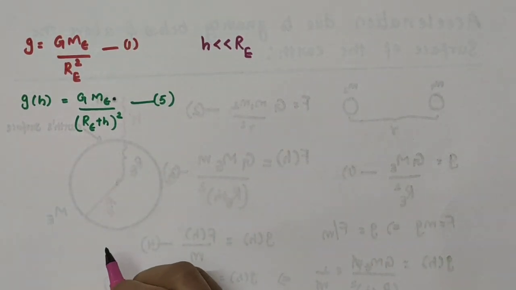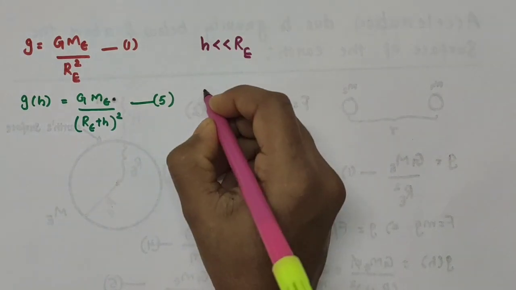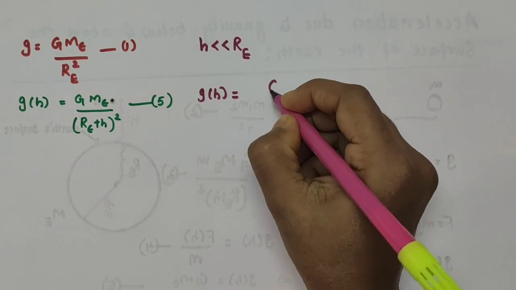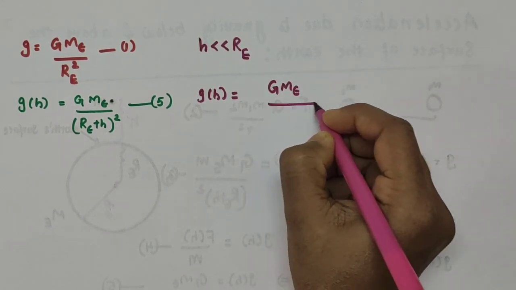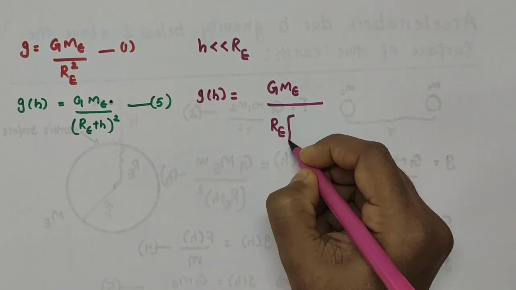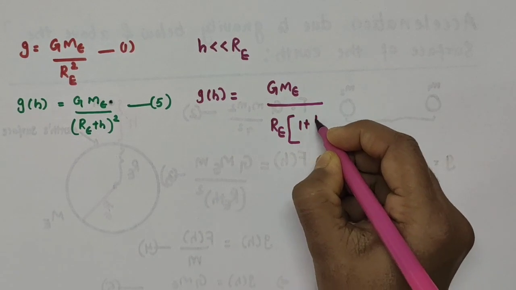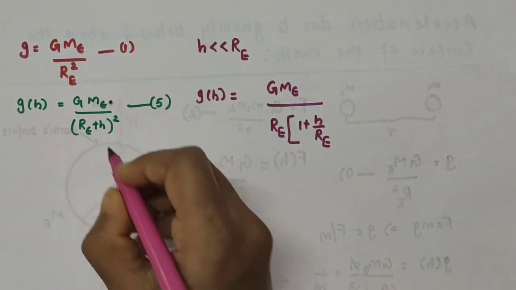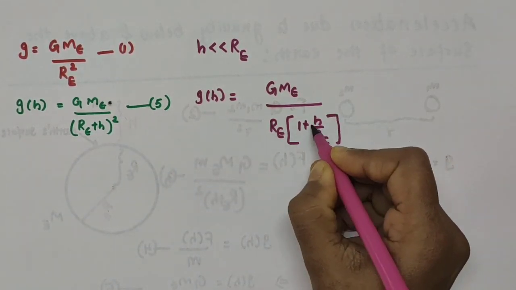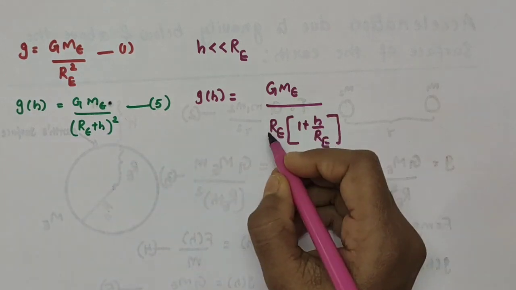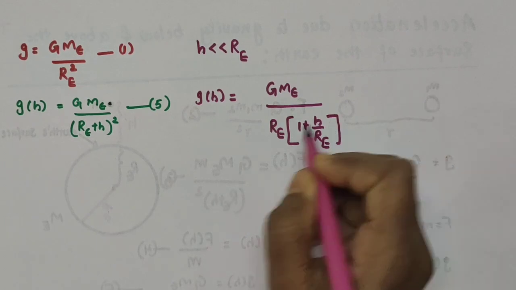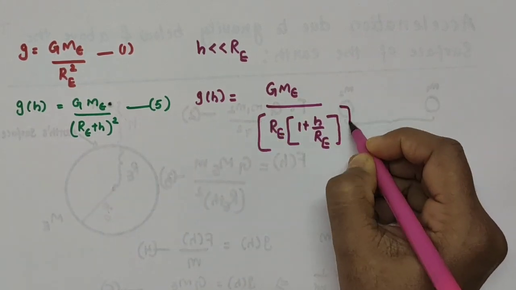See, this equation, g of h is equal to, this can be written as G Me divided by, I am taking Re outside. So Re plus h becomes Re into (1 plus h by Re). When I take Re as common from Re plus h, that becomes Re into (1 plus h by Re). Re into 1, Re into h by Re gets cancelled, then rest we have h here. Then whole square.